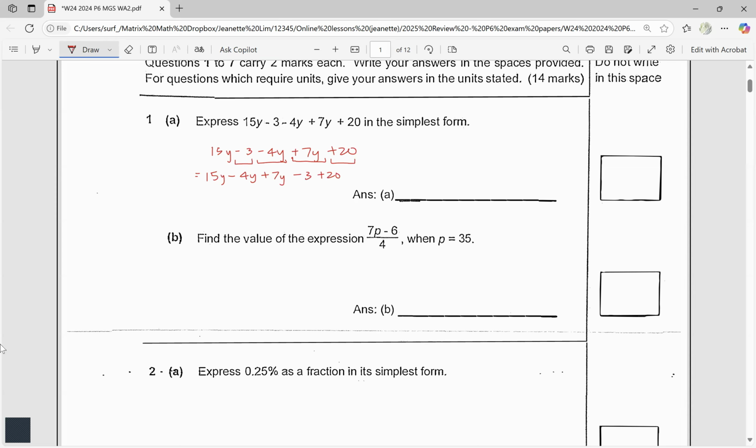Okay, we have 15y minus 4y plus 7y. 15y minus 4y is 11y. 11y plus 7y is 18y.